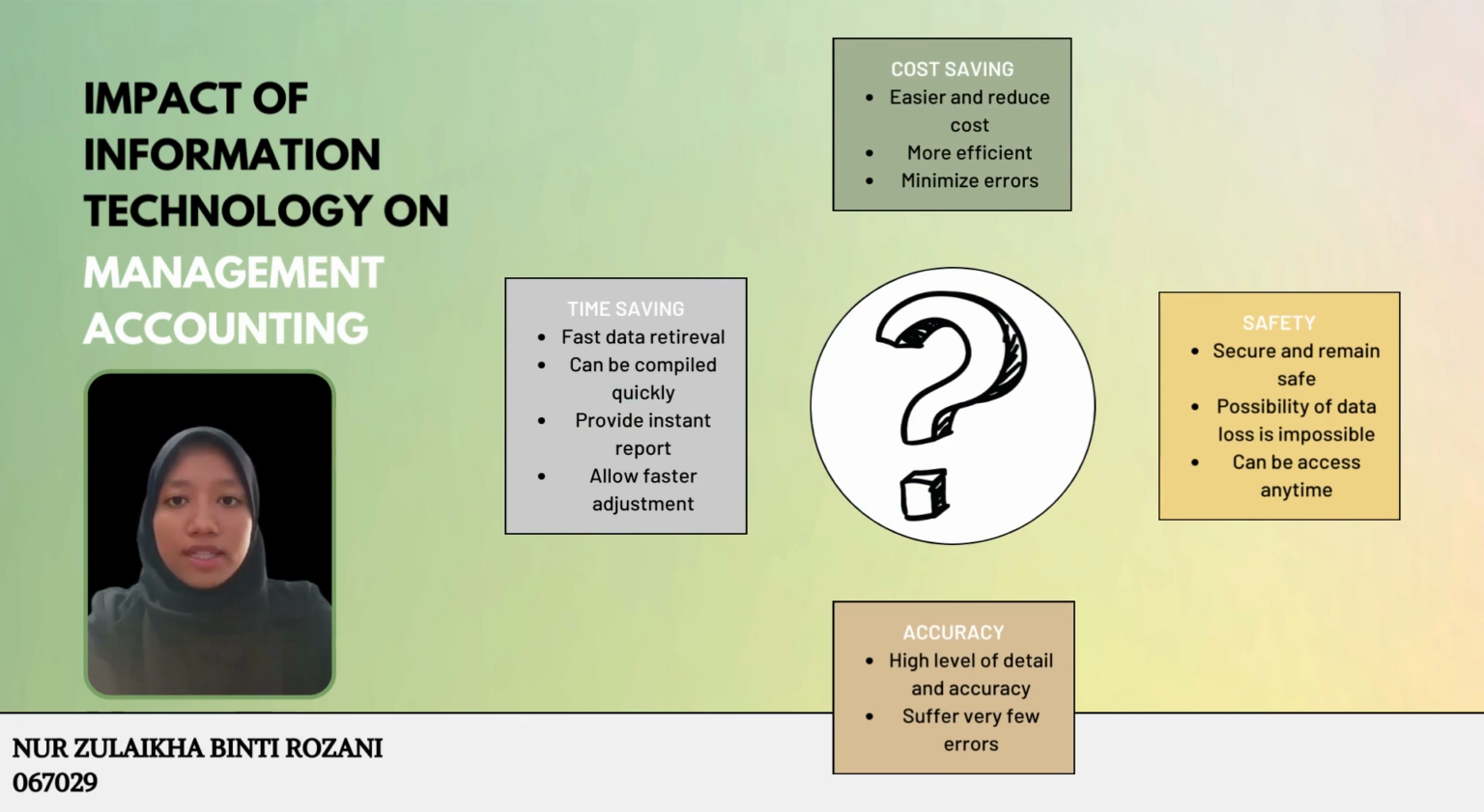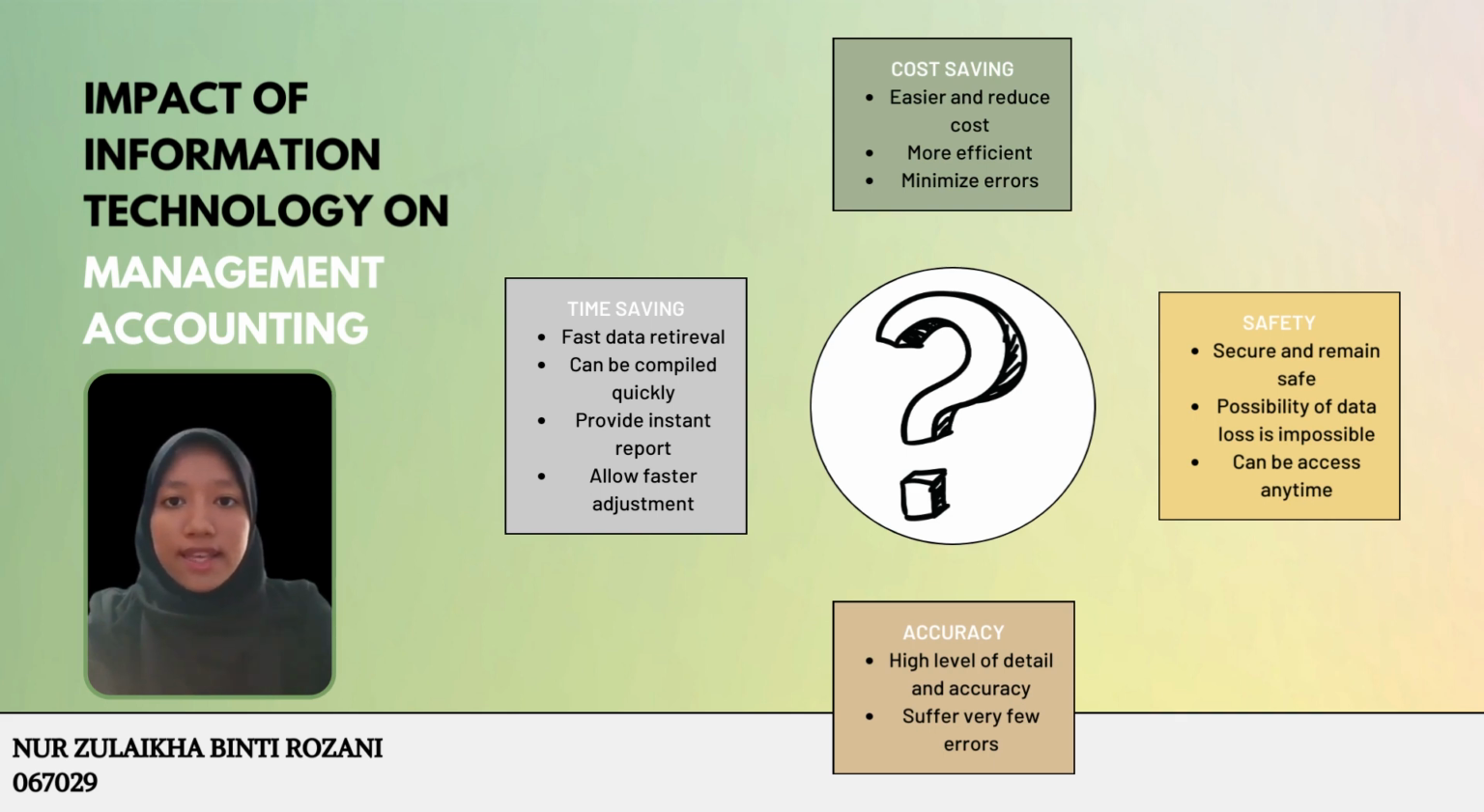The impact of information technology on management accounting is cost saving. IT improvements such as the use of computerized systems in management accounting are much easier and reduce costs compared to using other forms of data filing. Also, they are overall more efficient. Applying technology to the accounting system will minimize errors during the process of collecting, processing, storing, and reporting. This will also minimize the cost of overcoming such errors.